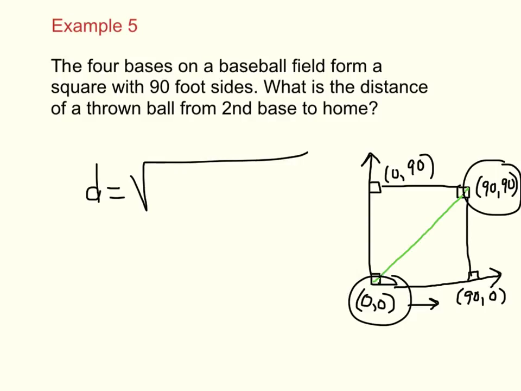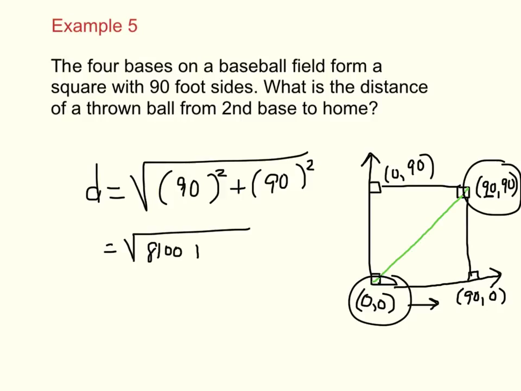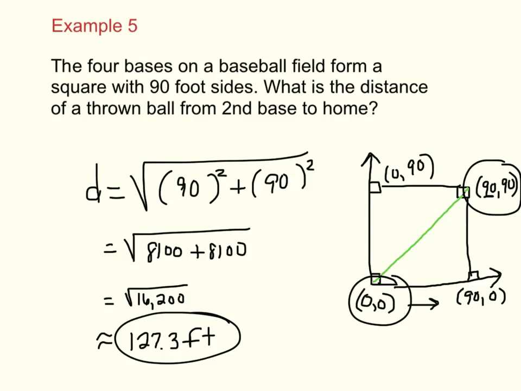So we would take 90, subtract your x values. Well, that's 90 minus 0, which is just 90. So it would be 90 squared plus, subtract your y values, that would also be 90. Simplify, 90 squared is 8,100 plus 8,100. That would give us the square root of 16,200, which would give us approximately a distance of 127.3 feet of the ball thrown from second base to home.